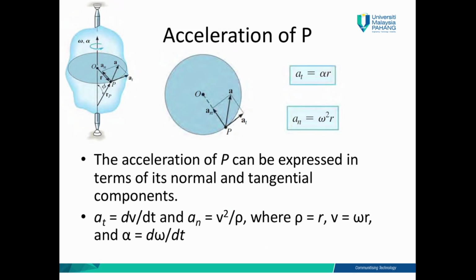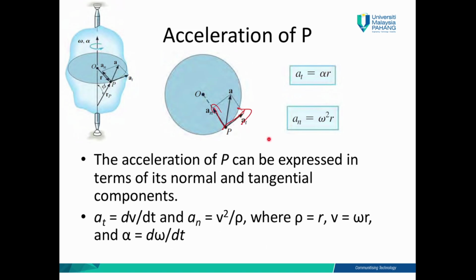So what about the acceleration? The acceleration of P, as we've discussed also in chapter 2, you can express into two components, the normal and the tangential component, where remember a_t is equal to dv/dt, and a_n is equal to v to the power of 2 divided by rho, where if this is a perfect circle, the rho is actually the radius.